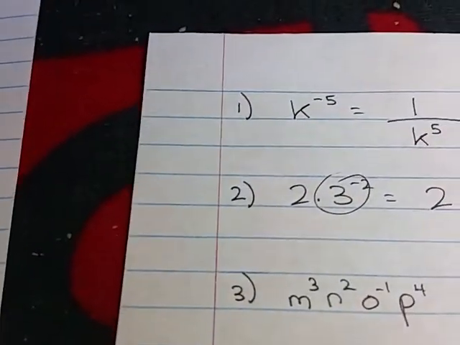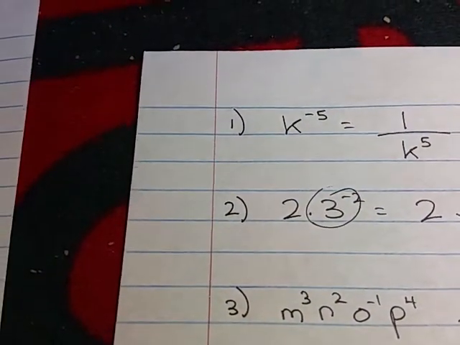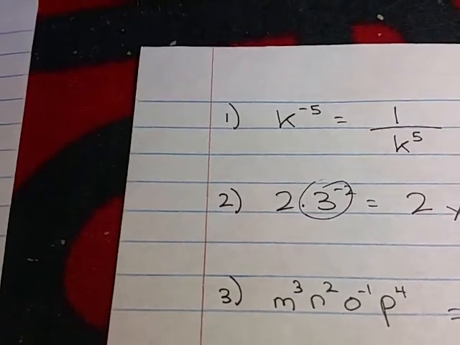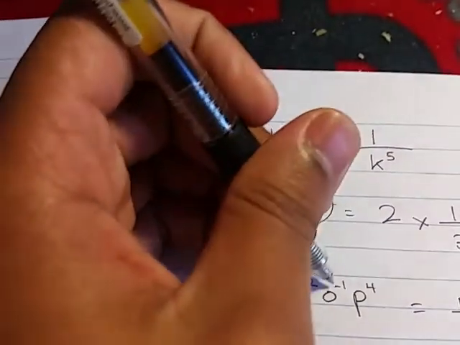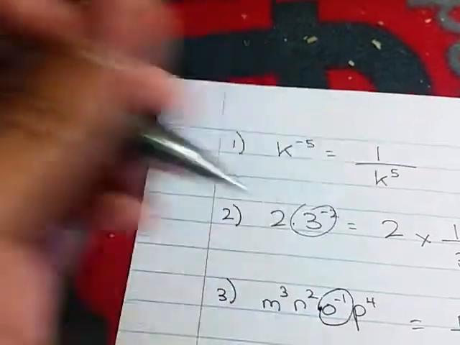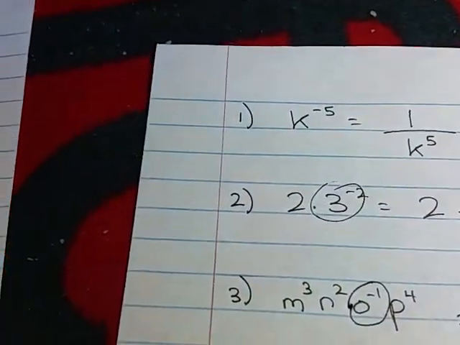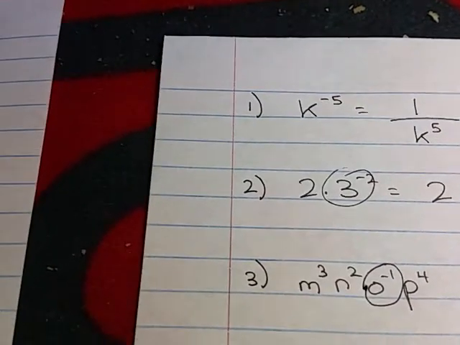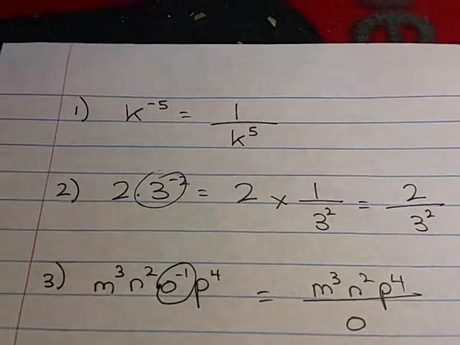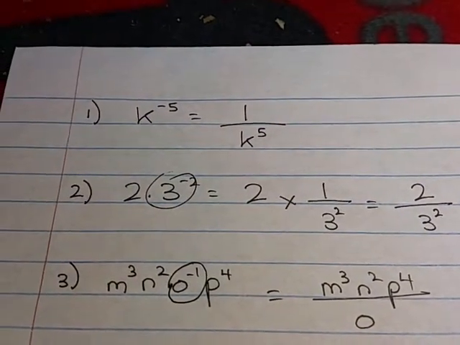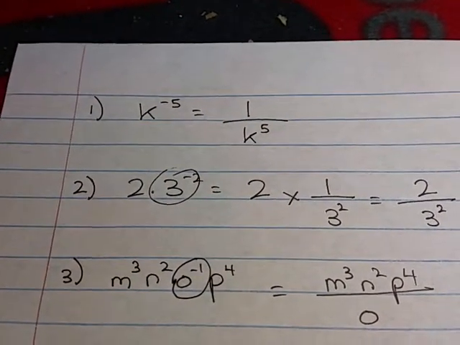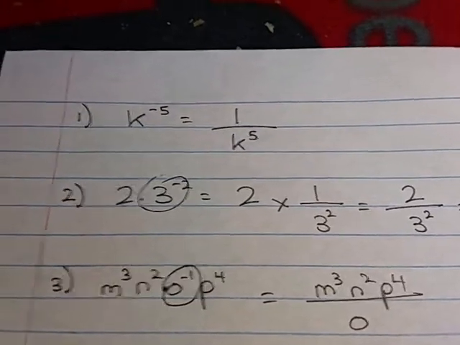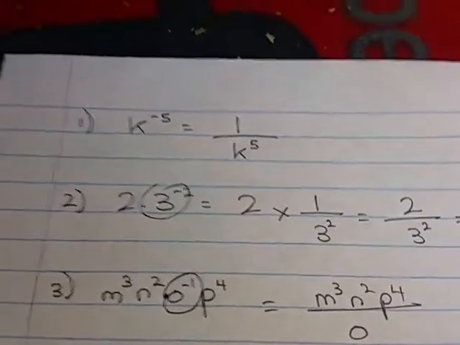Number 3, we have m to the 3, n to the 2, o to the negative 1, and p to the 4. This o to the negative 1 is the only one that has a negative exponent, and as a result is the only one that swaps its position. So your final answer, the m to the 3, the n to the 2, the p to the 4 remain up on the numerator, but the o to the 1 drops down. Okay.